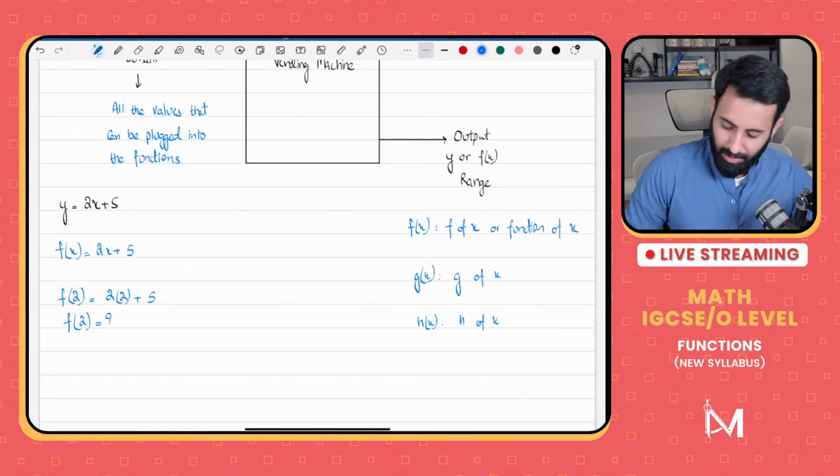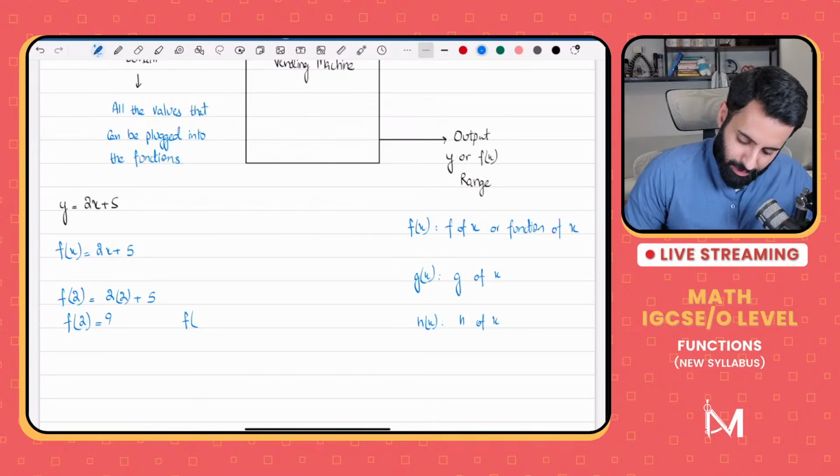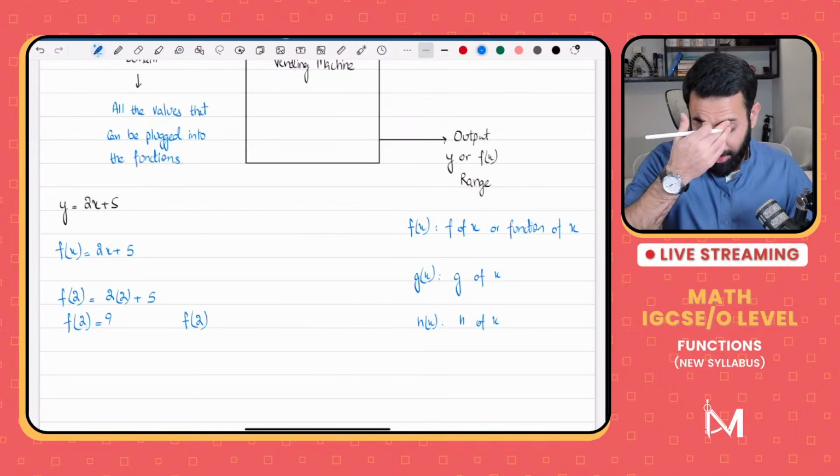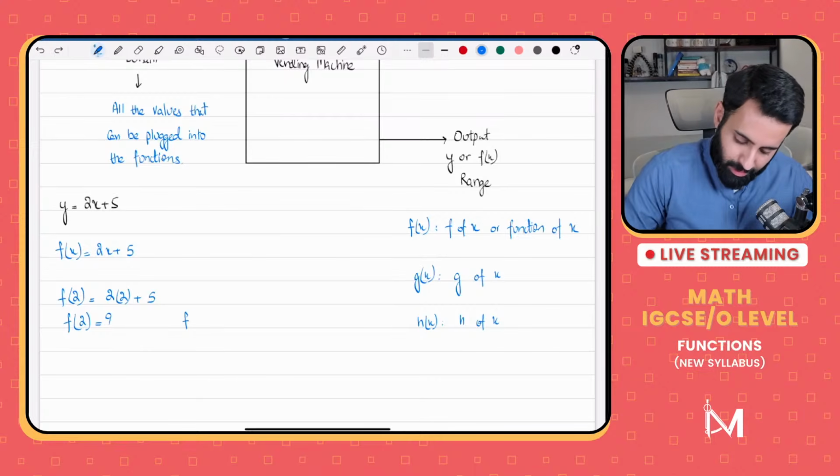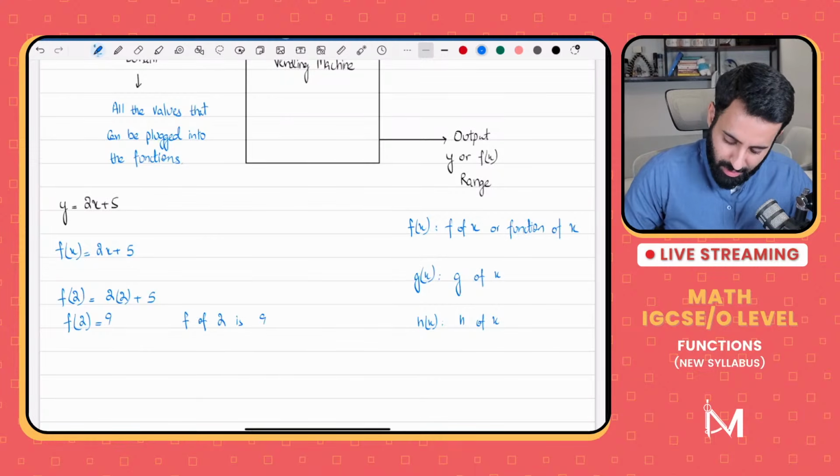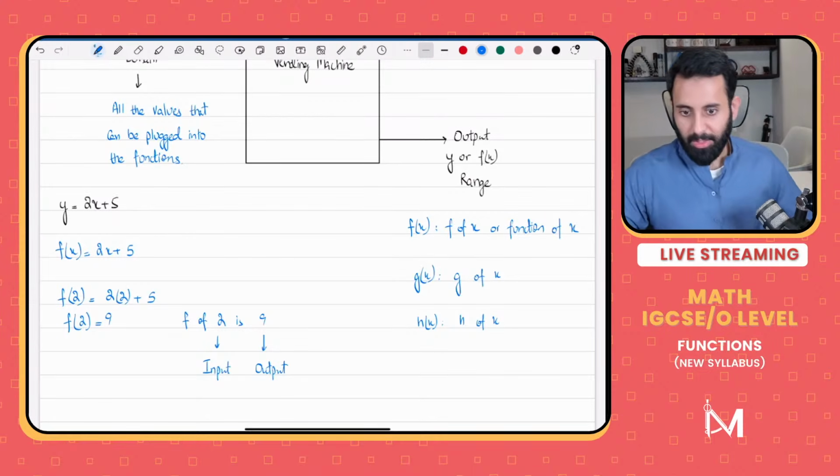So this is a very basic concept of functions where you plug in something and you get something in return. So how will we write this? In words, f of 2 is 9. This basically means that when you plug in 2, when your input is 2, your output is 9. That's what it means, in short.